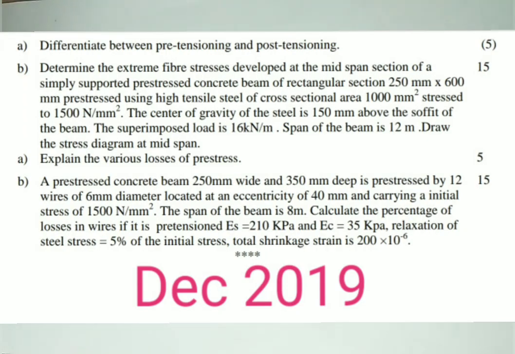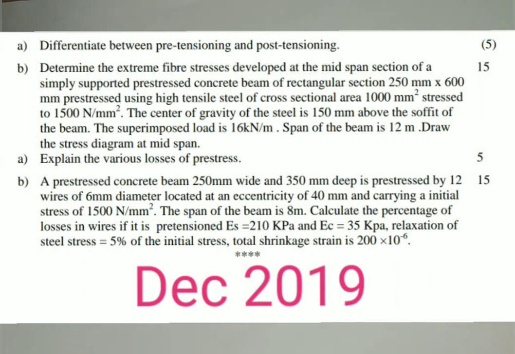Next are the questions from the December 2019 question paper. First one is to differentiate between pre-tensioning and post-tensioning. It was asked for 5 marks. Here you may write any 5 relevant points. This topic is already discussed.